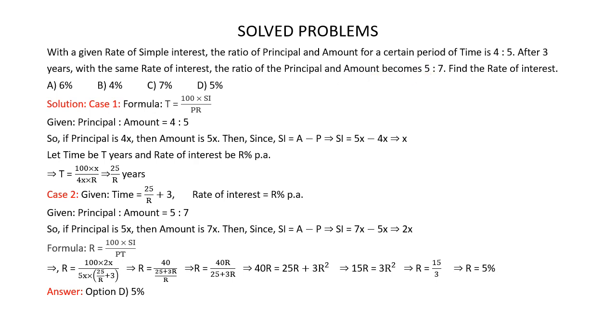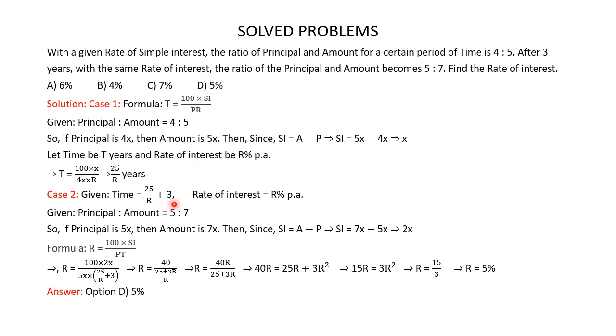So for case 2, it's given that principal is to amount is equal to 5:7. This means if principal is 5x, then amount is 7x. Now since simple interest is equal to amount minus principal, it means simple interest is equal to 7x minus 5x, which is 2x. Now we are asked to find the rate of interest. So rate of interest can be found out using the formula R is equal to 100 multiplied by SI divided by PT. Now we know that the simple interest is 2x, principal is 5x, and time is 25 by r plus 3.